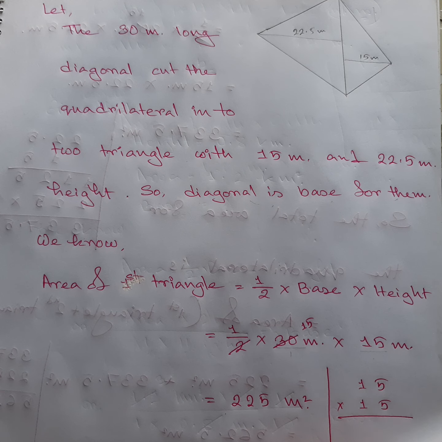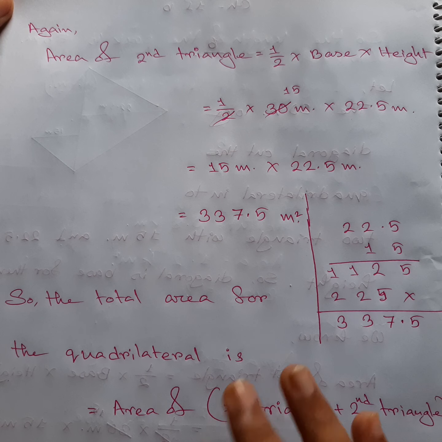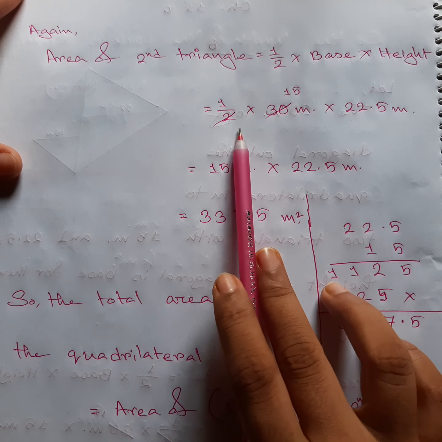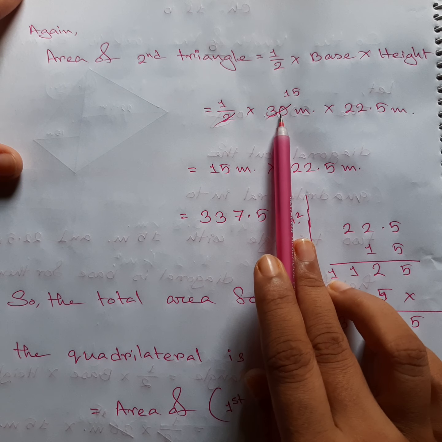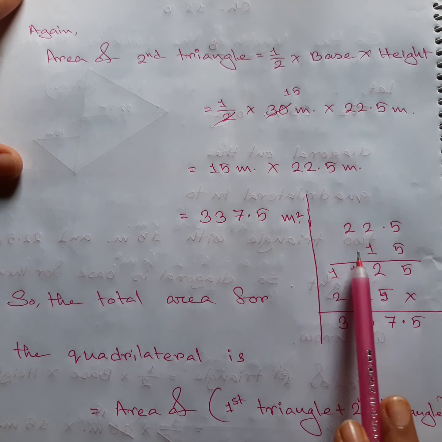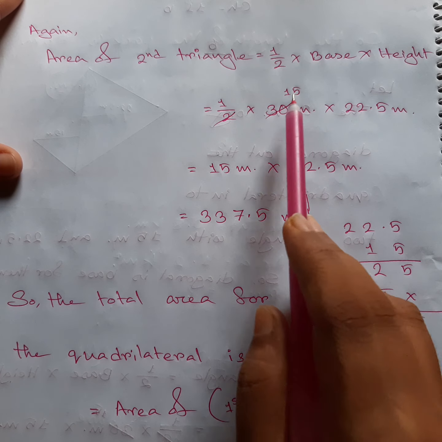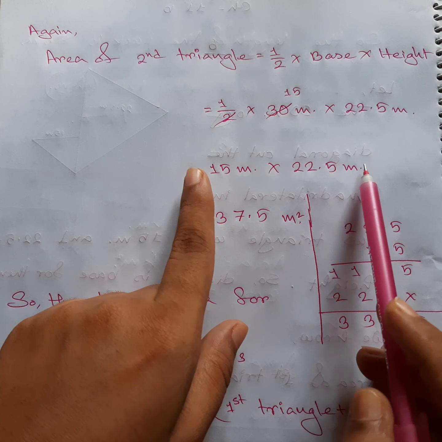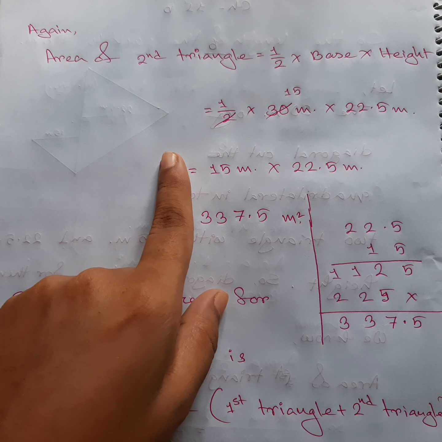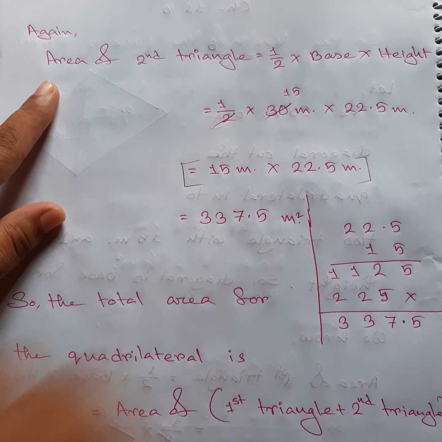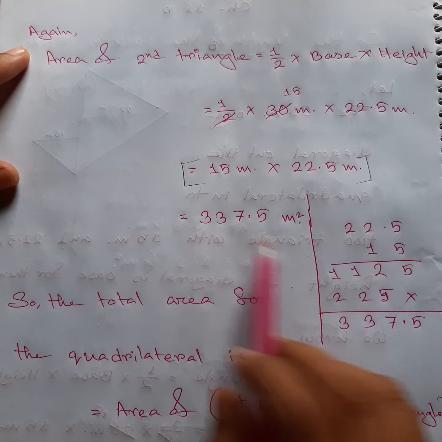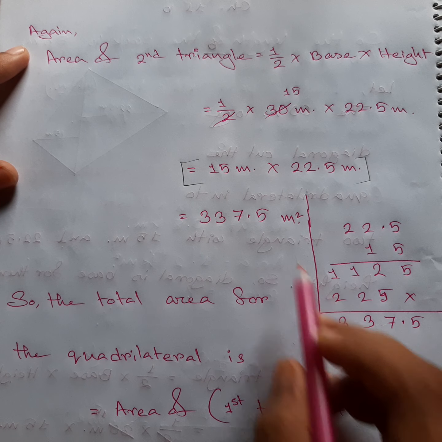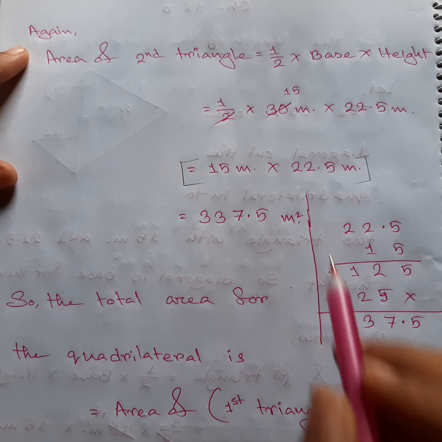I'm going to go for the next part because the video is getting long. Now again, the area of the second triangle is half into base into height. Here I have already cut down 2 and 30, and this is 15. So if you multiply, I just write it for only one, a little bit of clarification. This 15 meter into 22.5 meter. This line doesn't need to be right. You can just multiply it over here, and with only one decimal digit, we are going to keep only one decimal here. So your answer is 337.5 square meter.